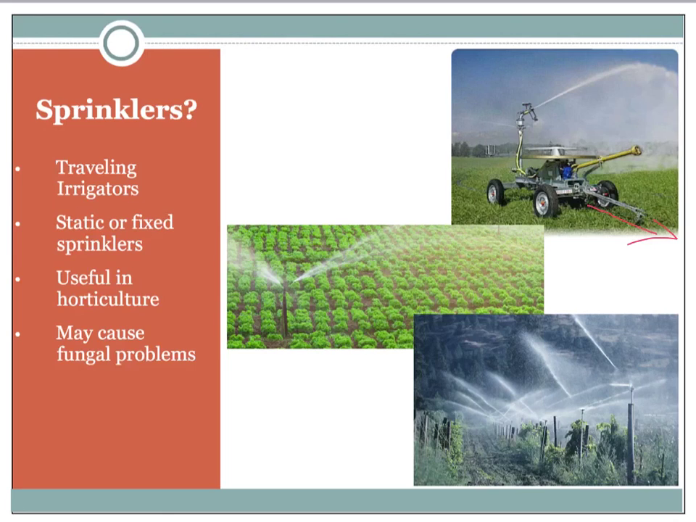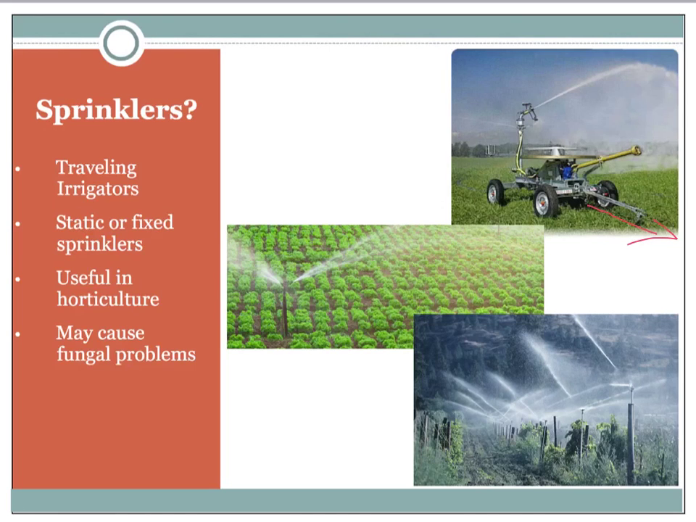The middle picture is of a static sprinkler, which has lines buried in the ground, and this would be part of a network of other sprinklers which cover the whole area. You can see it's quite a high value crop here. It looks like lettuce being grown in the ground.